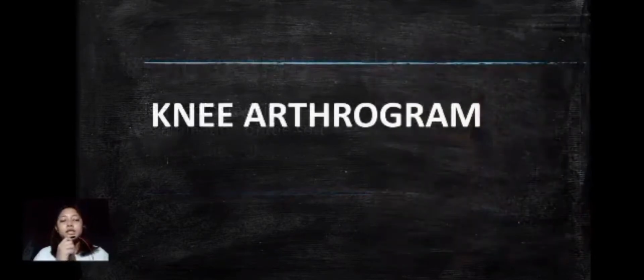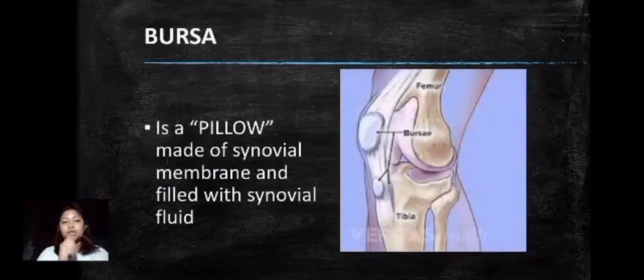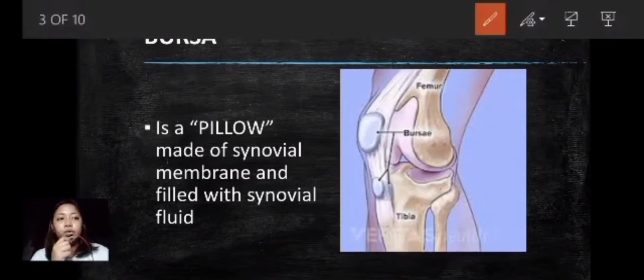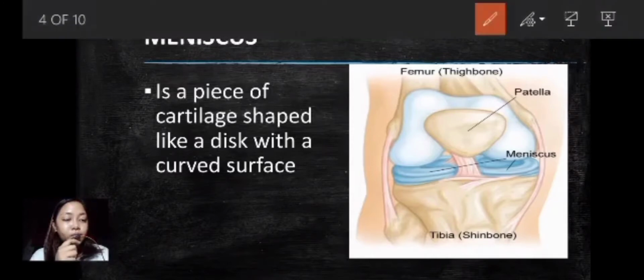Okay, next is the knee arthrogram. So first is the bursa. It is a pillow made of synovial membrane and filled with synovial fluid. So this is the bursa. Meniscus. It is a piece of cartilage shaped like a disc with a curved surface. So this is the meniscus.